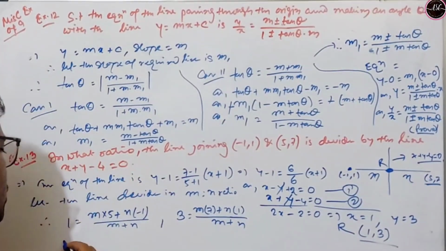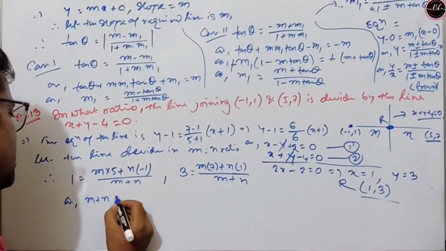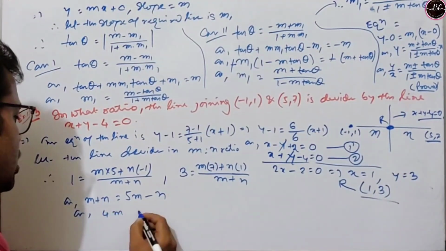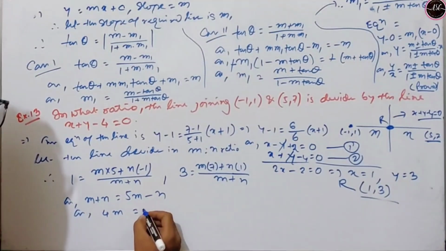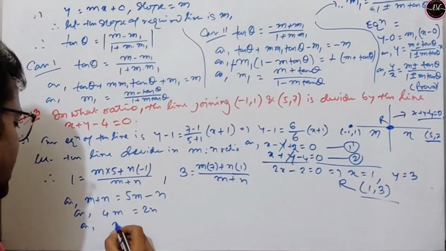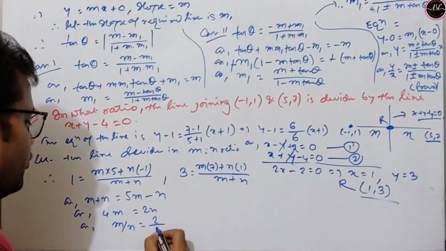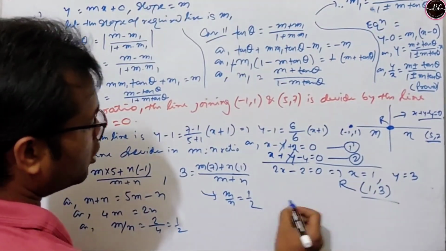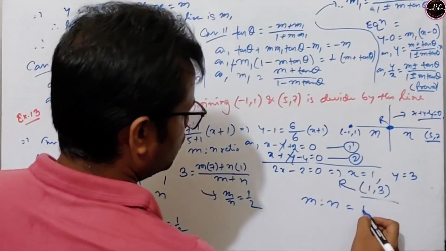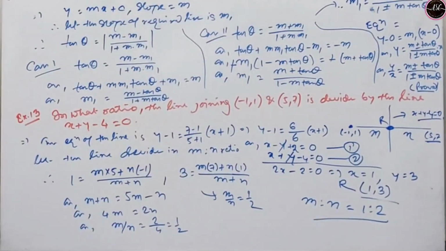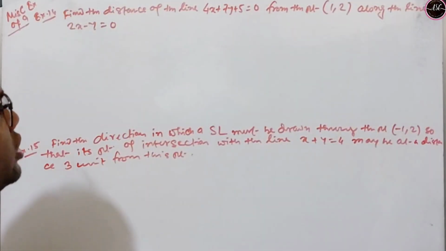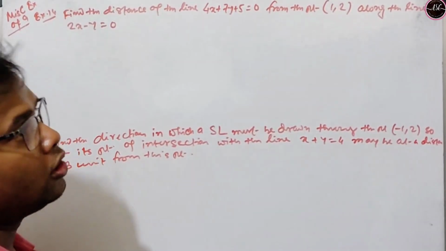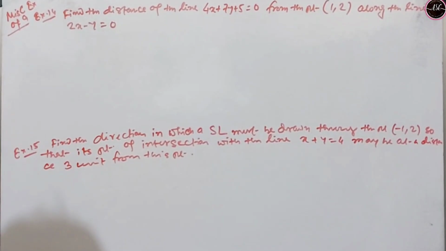If we cross multiply the first, m plus n equals 5m minus n, or 4m equals 2n, or m by n equals 2 by 4, that means half. This will also be m by n equals half from the second equation. So m is to n equals 1 is to 2, that means the ratio is 1 is to 2. Okay, then look at this question. Find the distance of the line 4x plus 7y plus 5 equals 0 from the point (1, 2) along the line 2x minus y equals 0.